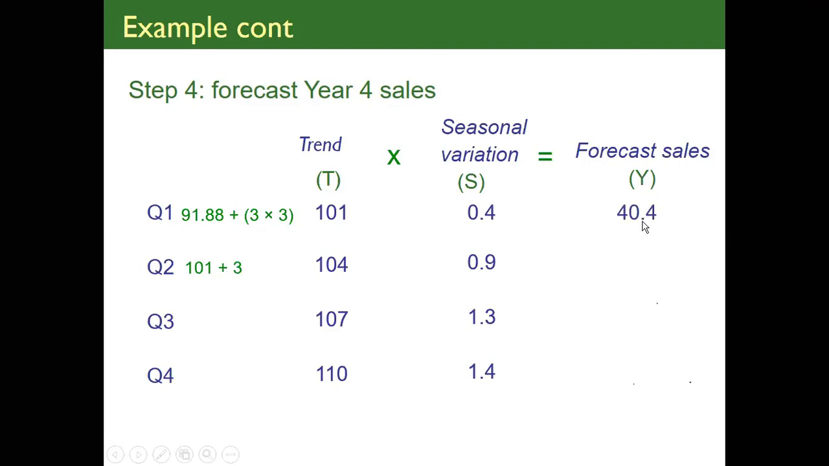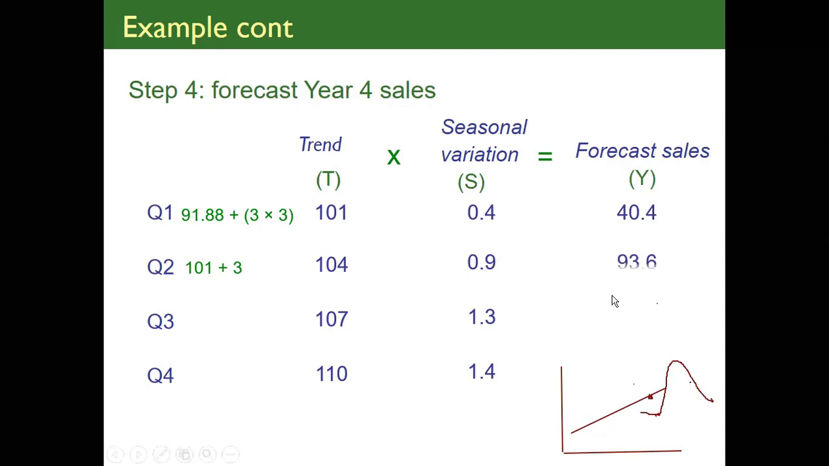sales will be 40.4. So, which means that if you have got something like this, and this is your trend line here, and this is quarter number one, average is here, which is say 101. But in quarter one, the actual sales are below that point here. But then it moves up and then it goes like this. In quarter two, the trend is 104. Your seasonal variation is 0.9. And therefore, the forecast value would be 93.